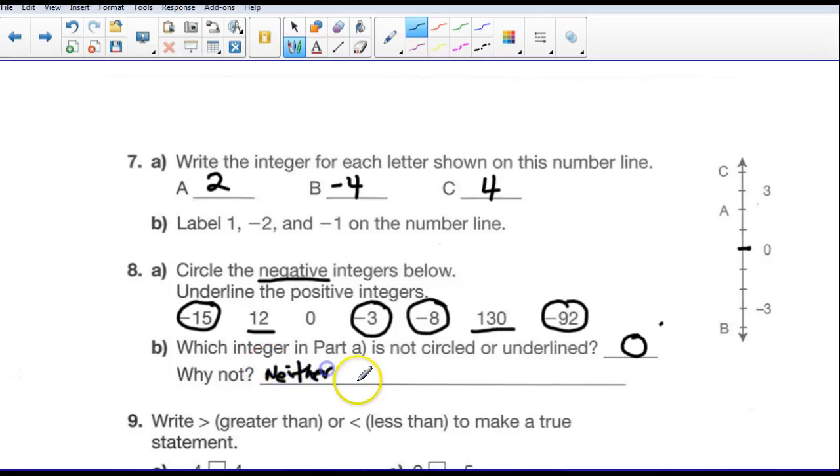Okay, it's neither positive or negative. It has no value. Okay?